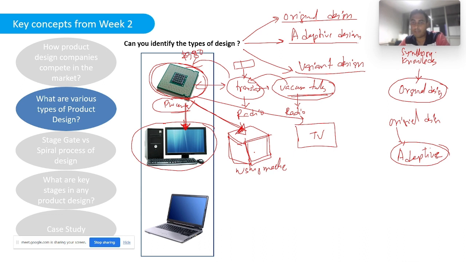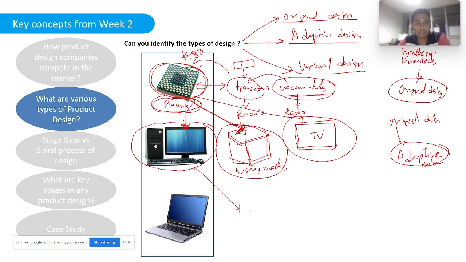A washing machine can be a device which washes clothes automatically, or there can be a way to watch movies, or computers which can be used for computation. All these products are possible only because of this particular invention. That's why these are called adaptations of the original invention. So this is the adaptive design. Clear? Yeah.